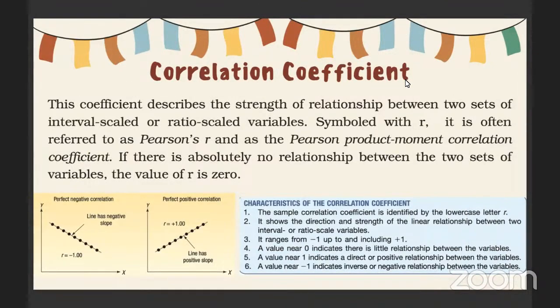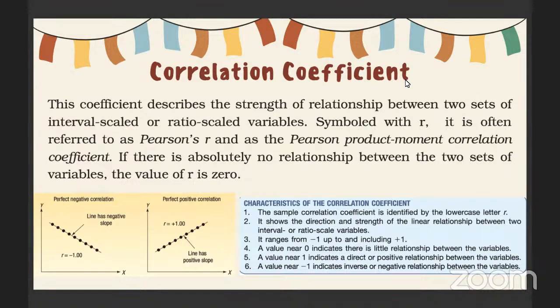The correlation coefficient. This coefficient describes the strength of the relationship between the two variables. It is symbolized with r, or referred to as the Pearson product moment correlation coefficient. Here is the shape of the correlation in the left image.